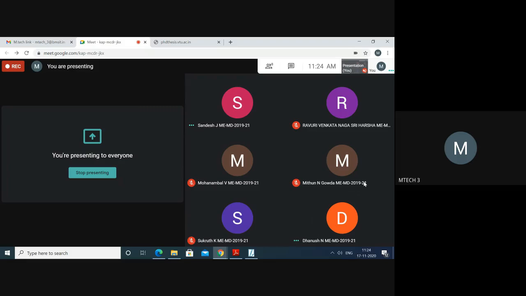Mithun, are you there? Yes, sir. Tell me for moment of inertia, the last one. T is equal to I into d square theta by dt square. Okay. Energy? Half into I into omega square. Okay, right.